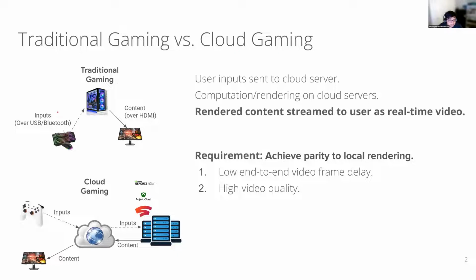First, in traditional gaming, the inputs are sent over USB or Bluetooth to a local device where the rendering happens and all the heavy computation happens, and then the rendered content is sent to a monitor over HDMI or DisplayPort. On the other hand, in cloud gaming, the user inputs are sent over the internet to servers in a data center where the rendering and computation takes place. The rendered content is compressed as video and streamed back to the end user, where it's shown on a low power device. It needs to achieve parity to local rendering, and therefore it must have very low end-to-end video frame delay, and it must have very high video quality.